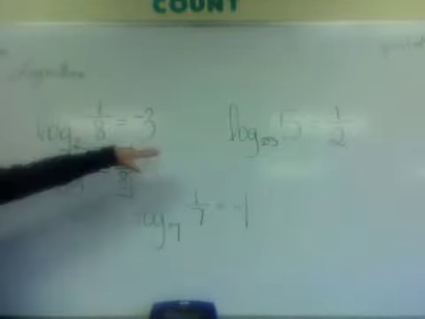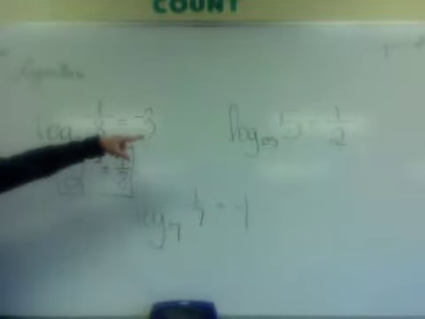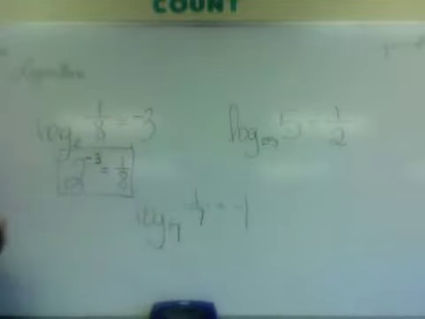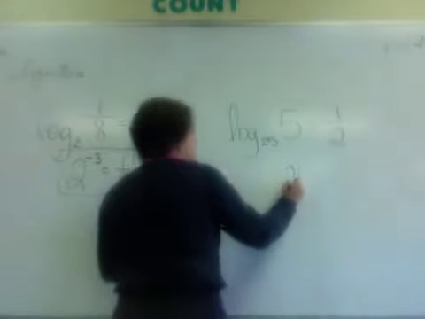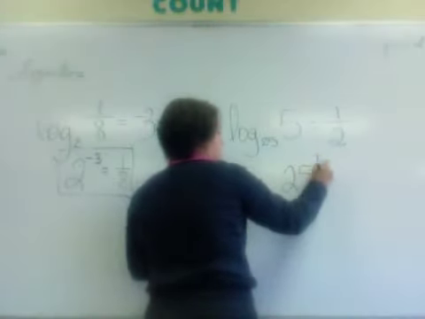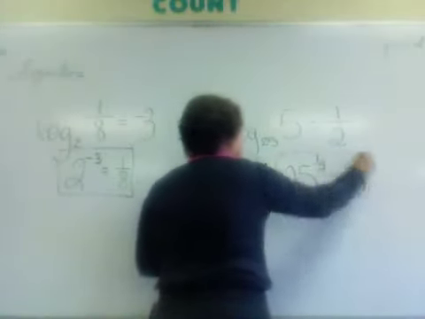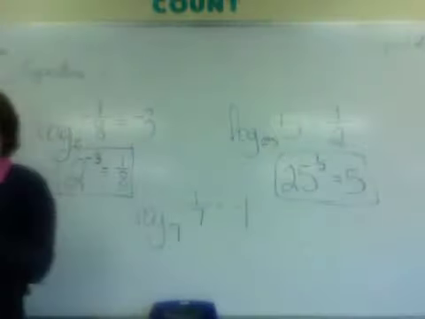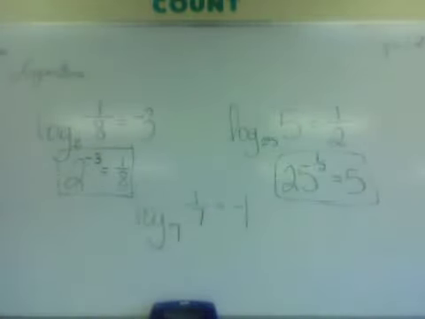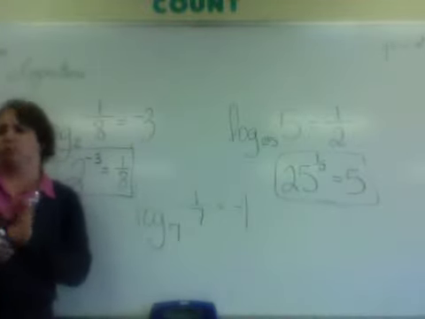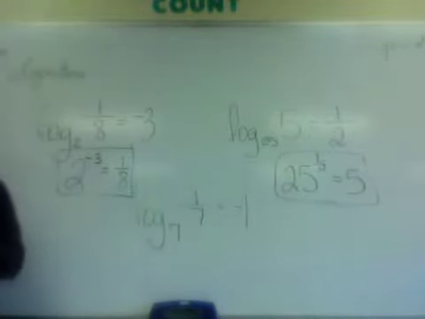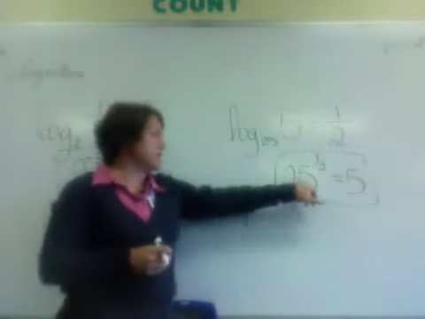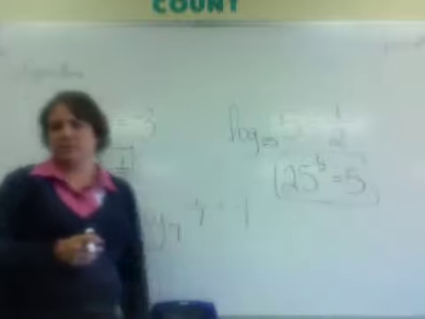Okay. Josh, this is log base 25 of 5 equals 1/2. How should that be written? 25 to the 1/2 equals 5. Excellent. 25 is your base, 1/2 is your exponent, 5 is the solution. What does something to the 1/2 power mean? Square root. Right, so that's basically saying the square root of 25 is 5.